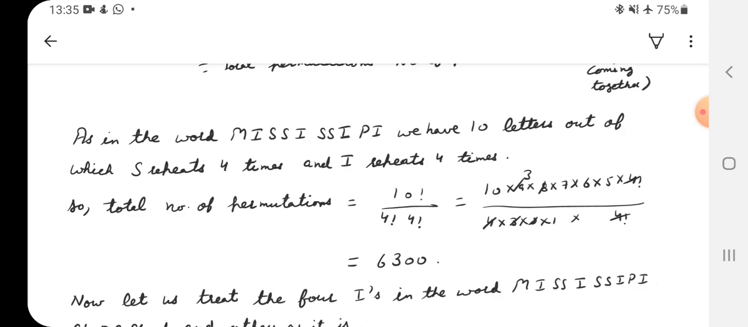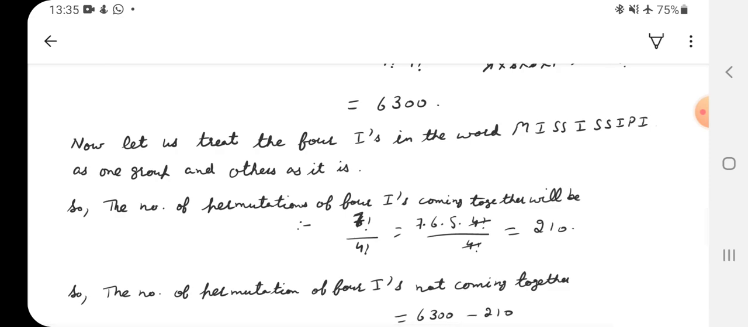And the number of permutations will be 7 factorial by 4 factorial. Why is 4 factorial there? Because among the letters we are taking, S is repeating 4 times. That is why it is 7 factorial by 4 factorial. So 7 factorial opened up to 4 factorial will be 7 into 6 into 5 into 4 factorial divided by 4 factorial. 4 and 4 get cancelled. It will be 210. So this is the number of permutations in which the I's come together, right?